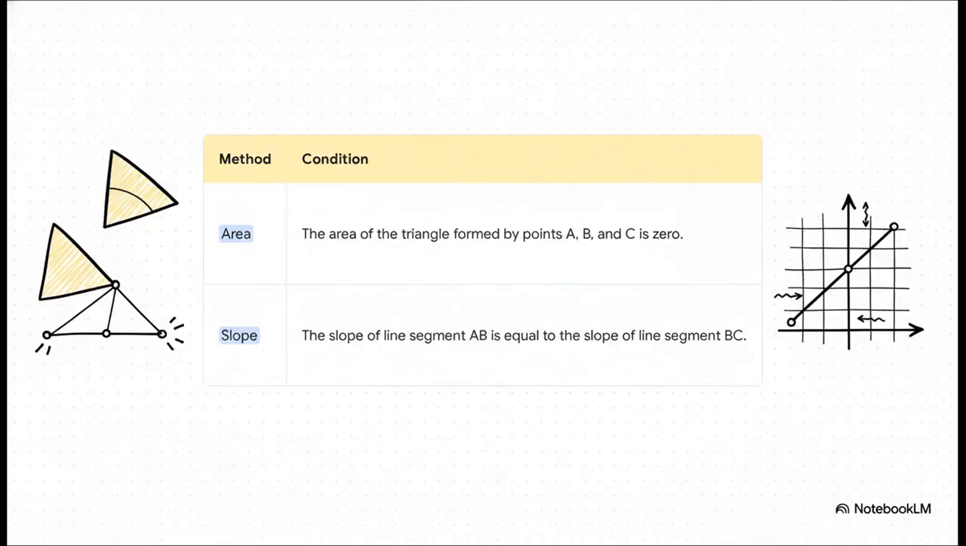So this is the crucial part. We can actually prove that 3 points are collinear in 2 main ways. The first method: the triangle they form has to have an area of 0. I mean, it makes sense, right? If the 3 points are in a straight line, there's no height to the triangle, so the area is just 0. The second way: the steepness, or the slope, between the first and second point is exactly the same as the slope between the second and third.